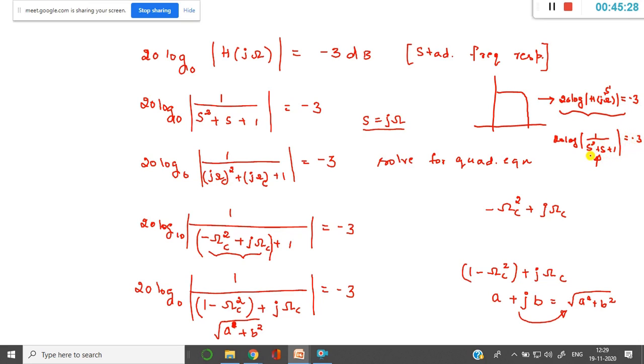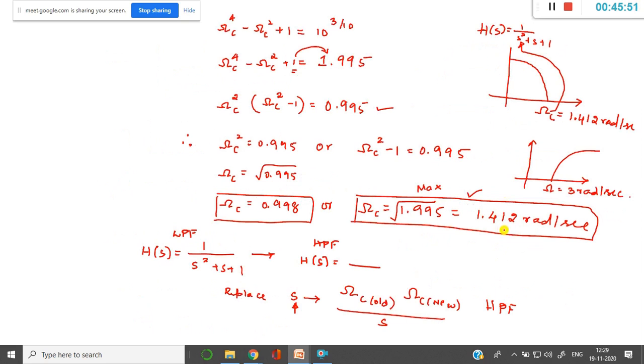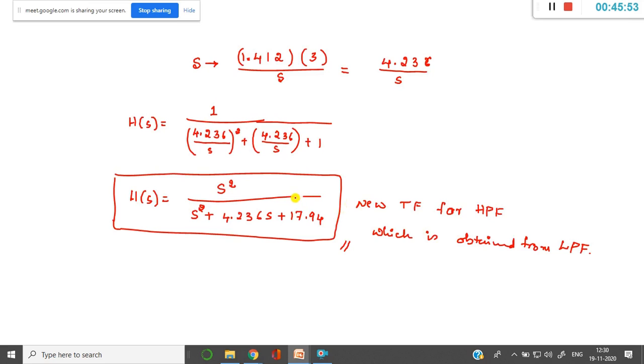So now I need the cutoff frequency. Where is my cutoff frequency? Omega is present within s equal to j omega. Put s equal to j omega, solve for omega. You are going to get the cutoff frequency of my low pass filter. Use that cutoff frequency to find the new transfer function for the high pass filter. So now you have got the high pass filter.